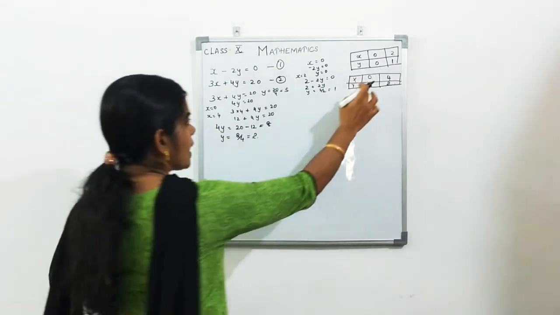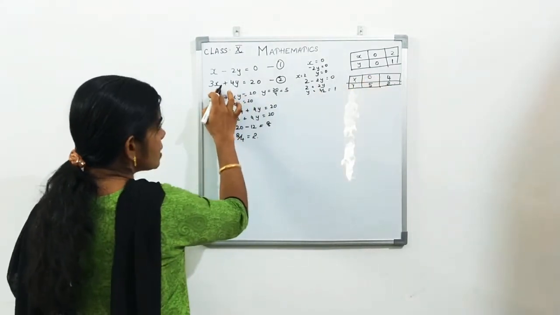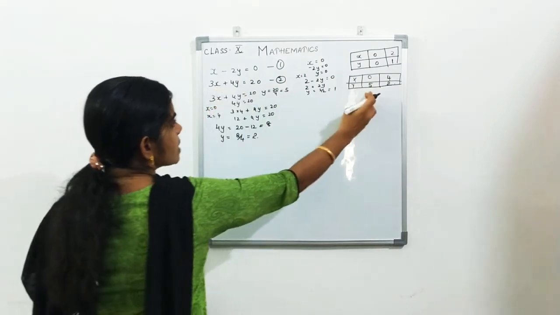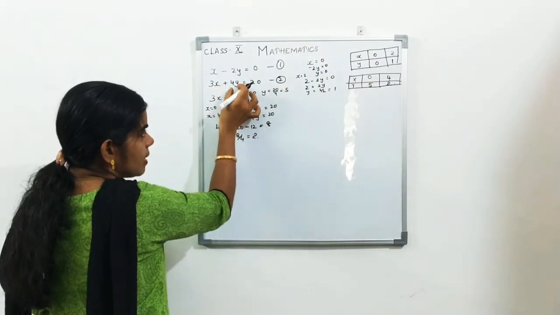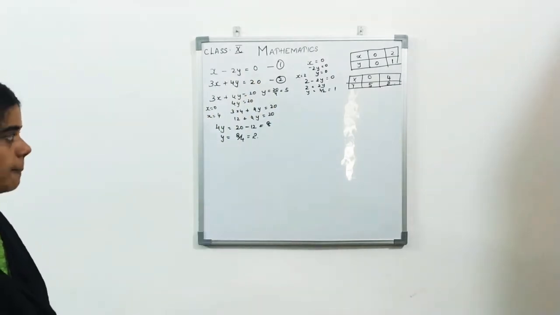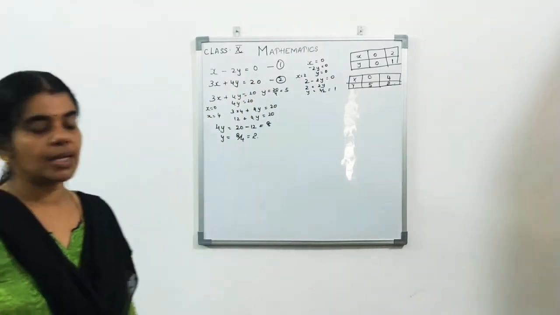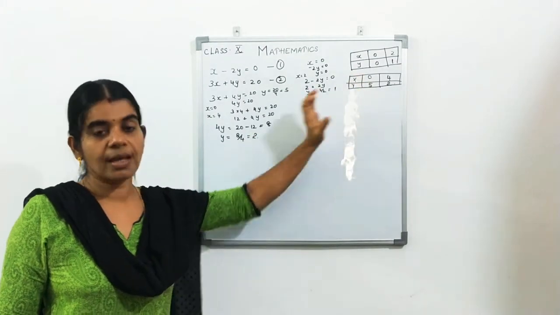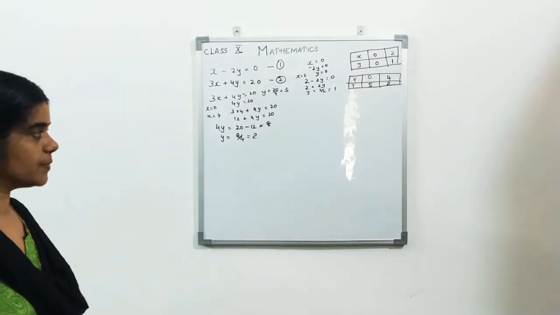Then here, just look, x is equal to 0. Then 3 into 0, 0 itself. Y is equal to 5. 4 into 5, 20. Left side also 20, right also 20. Therefore, our solution is correct. Then for both linear equations you got 2 solutions. Now we are going to draw the graph of this.